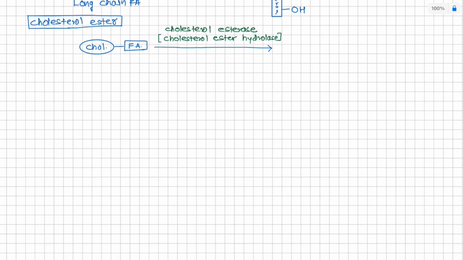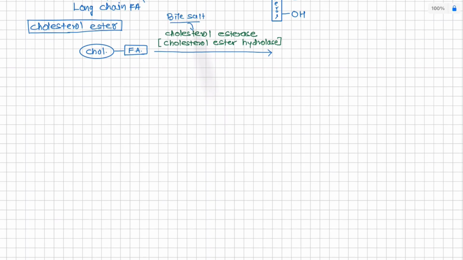It's a pancreatic enzyme and bile salt is required for its action. This is a hydrolytic enzyme, so water is added and it breaks the bond between cholesterol and fatty acid. The products are free cholesterol and a free fatty acid. Remember, free cholesterol that's already there in the diet doesn't need digestion because it's already free.